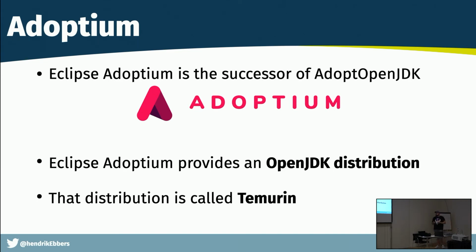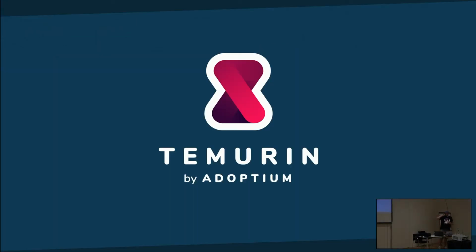And like we had it with OpenJDK, our main goal is to provide a free and open OpenJDK-based Java distribution that all of us can use to provide solid enterprise applications. And this distribution is called Tamarin. It's this logo.